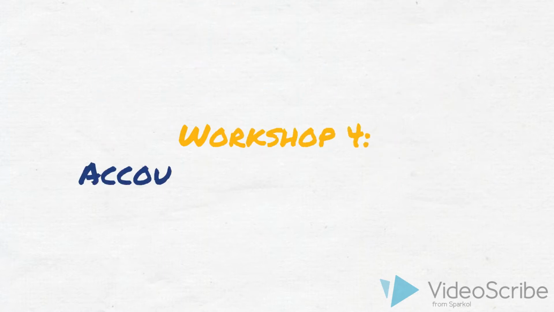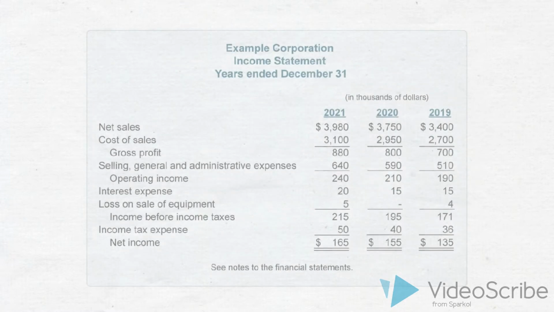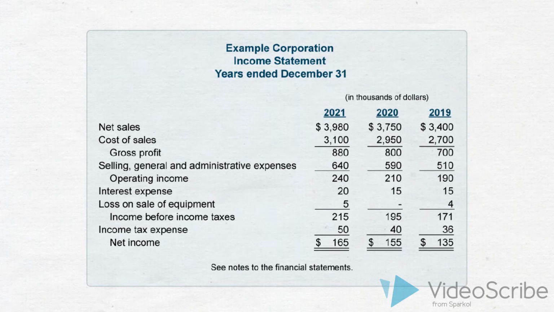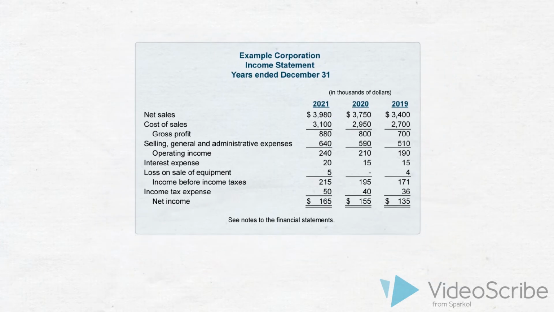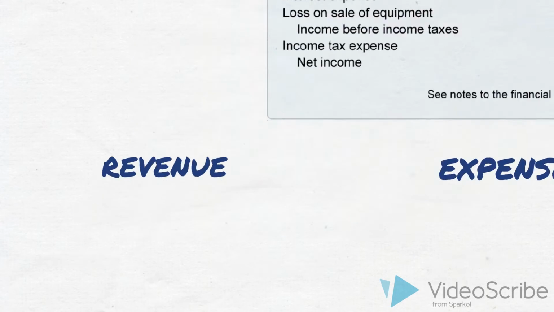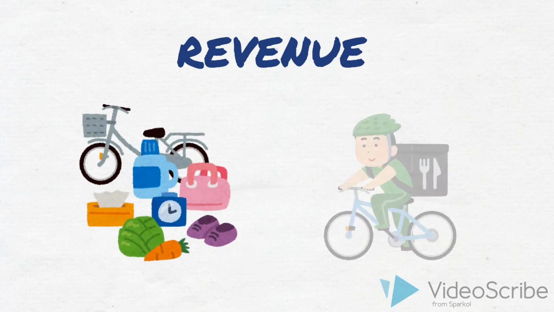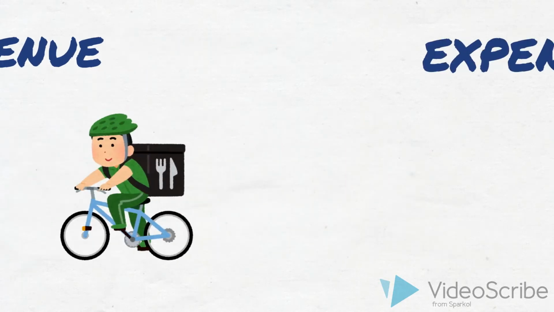In Workshop 4, we discussed the use of accounting fundamentals to help maintain the financial well-being of your small enterprise. When running your business, it's important to know where your business stands financially. This can be demonstrated by drafting an income statement which displays your revenues, expenses, and profitability over time. Generally, your revenue is generated from normal business operations. It mainly comes from selling your business's product or service.